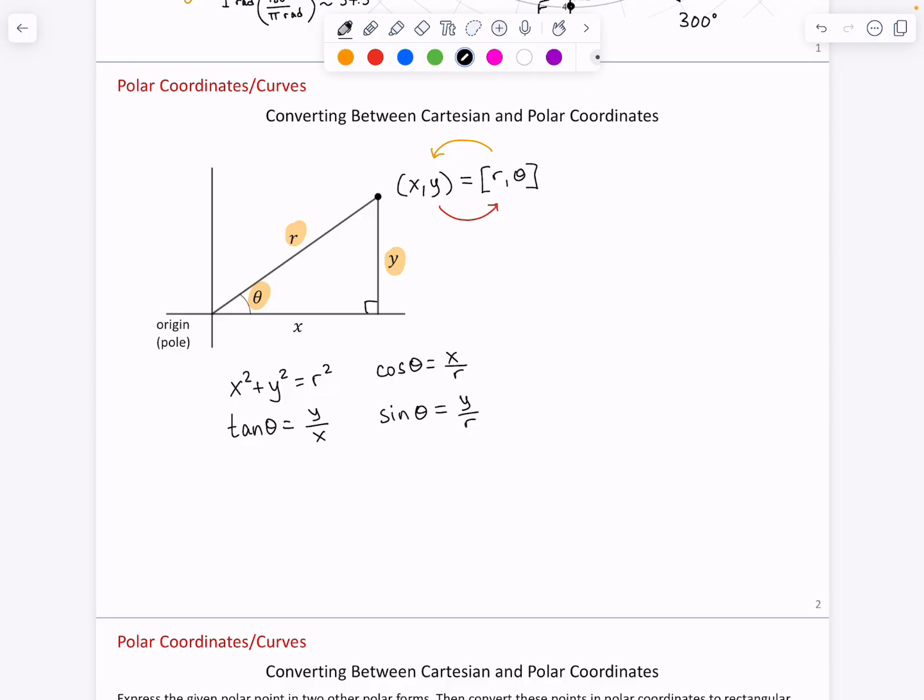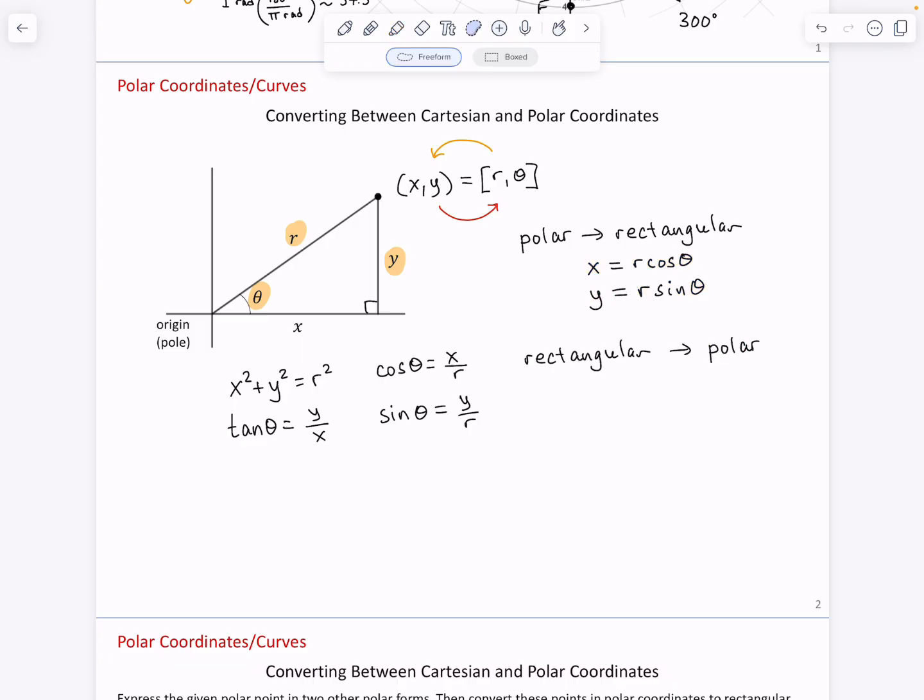So if you want to convert from polar to rectangular, we use these two equations. Multiply the r's to the other side, and that gives us that x can be found by doing r cosine theta, and y can be found by doing r sine theta. So if you know r and theta, you do these two calculations to find x and y.